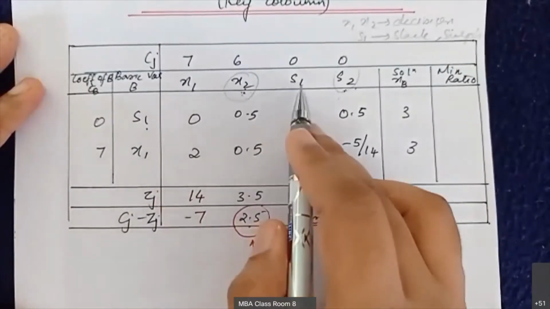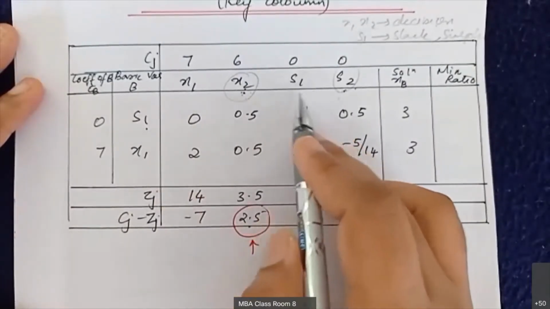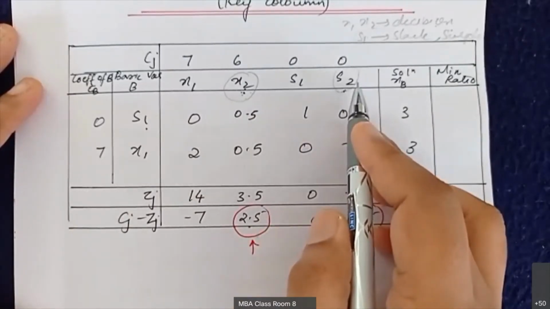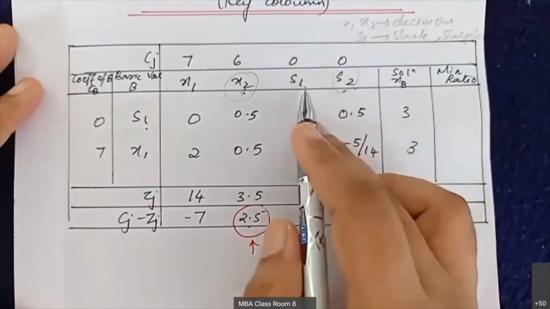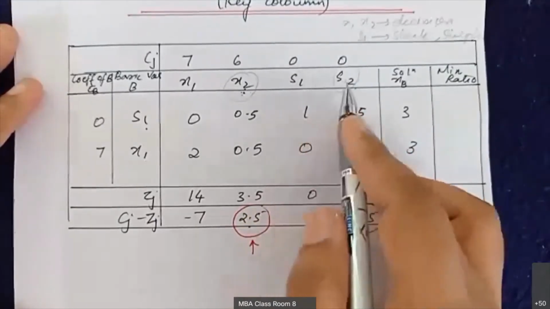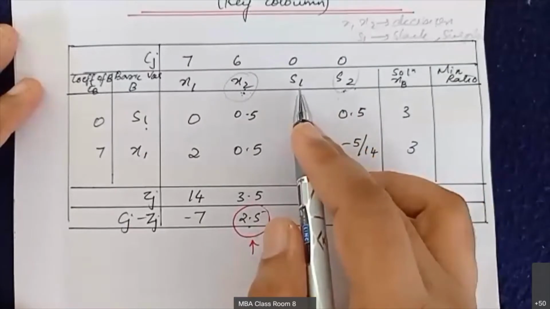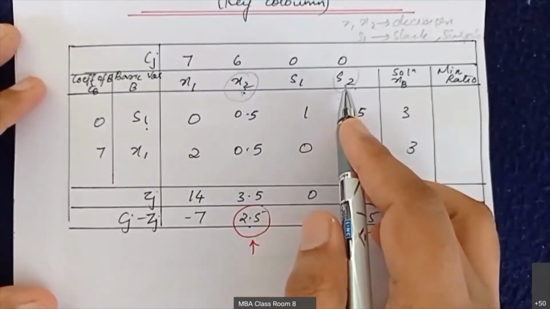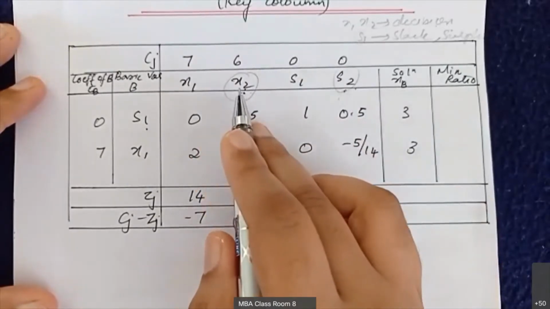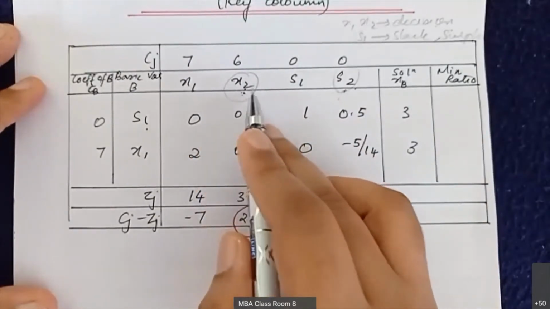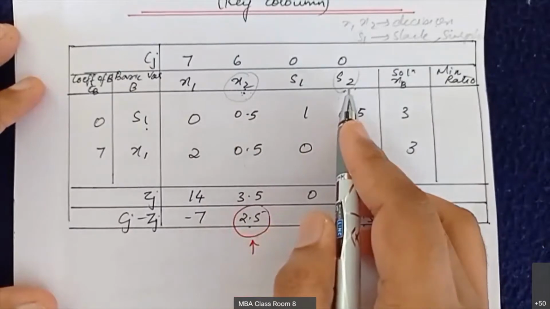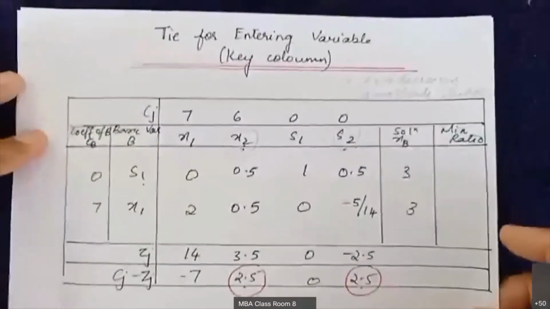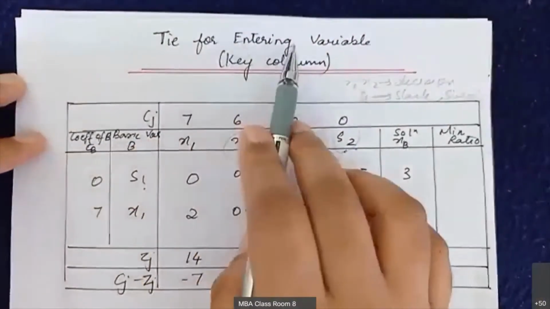So what happens when the slack variables have a tie? For example, S1 and S2 have a tie. What will you do in such cases? In such cases also, you can choose arbitrarily. Anyone can be chosen to be the entering variable. It can be S1 or it can be S2. There is no problem. But when you have a tie between a decision variable and a slack variable, you have to go for the decision variable. Is it clear? So that is what happens when you have a tie for the entering variable.